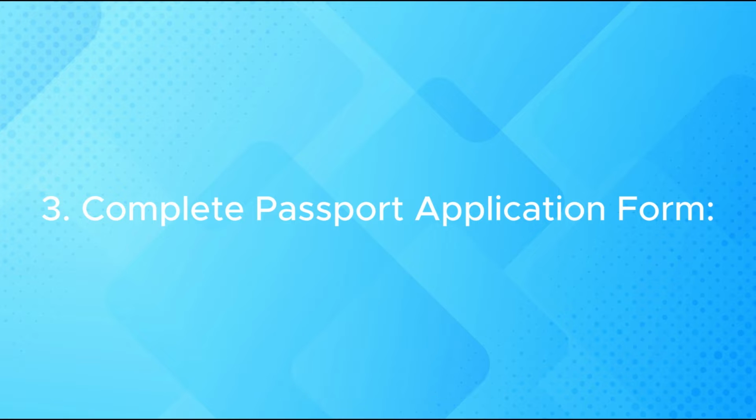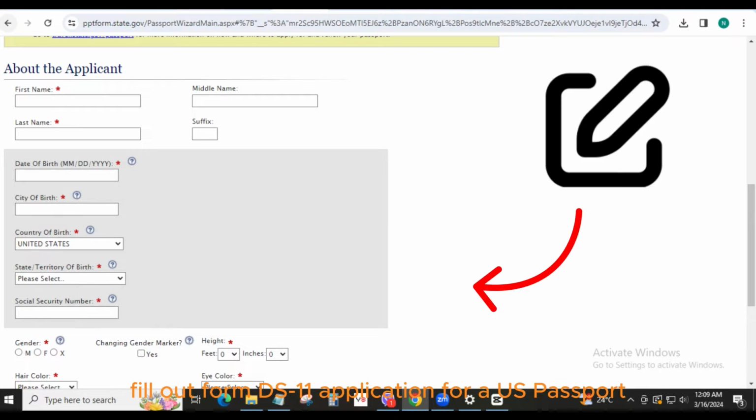Number 3. Complete the passport application form. Fill out Form DS-11, application for a U.S. passport. You can complete this form online or print it out and fill it in by hand. Do not sign the form until instructed to do so by an acceptance agent.